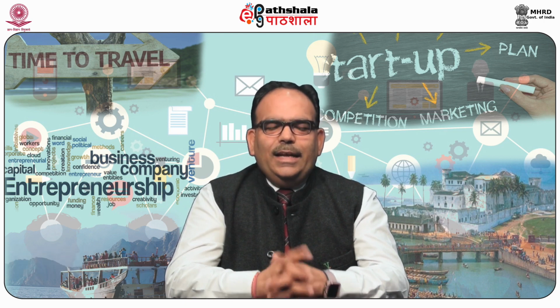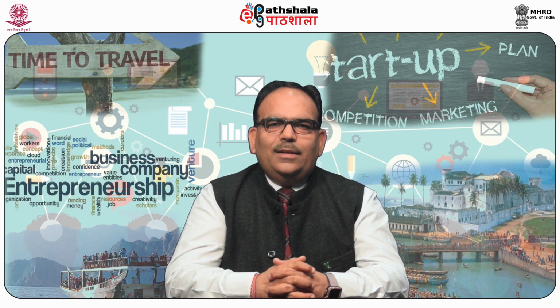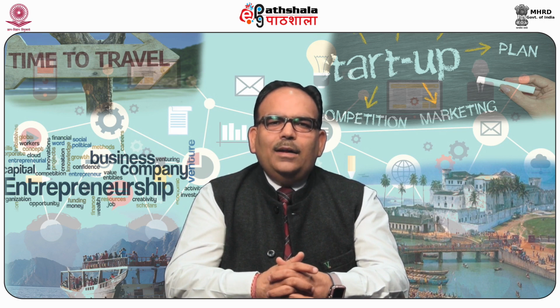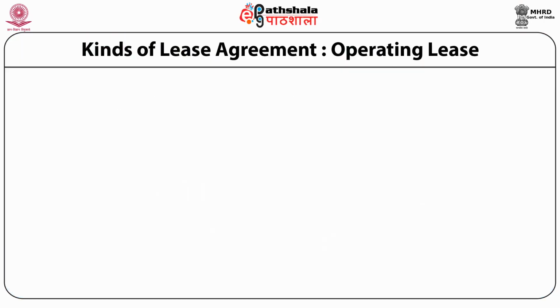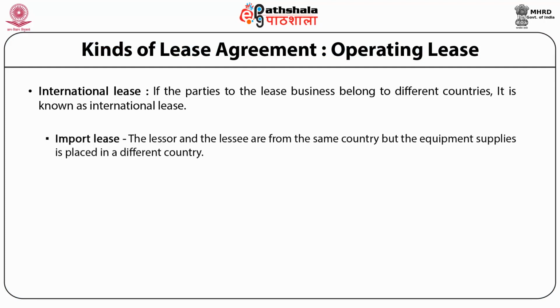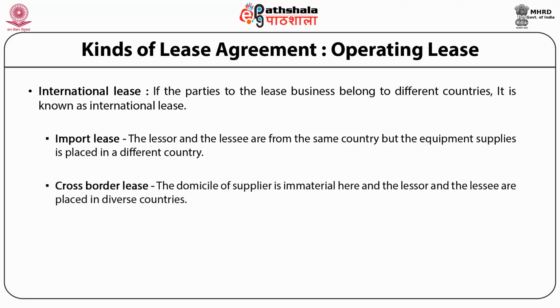Domestic lease. In this, all the parties to the contract, namely lessor, lessee, and equipment supplier, are domiciled in one country. International lease. If the parties to the lease business belong to different countries, it is known as an international lease. Import lease. The lessor and the lessee are from the same country but the equipment supplier is placed in a different country. The lessor imports the asset and leases it to the lessee. Cross-border lease. The domicile of the supplier is immaterial here, and the lessor and the lessee are placed in diverse countries.